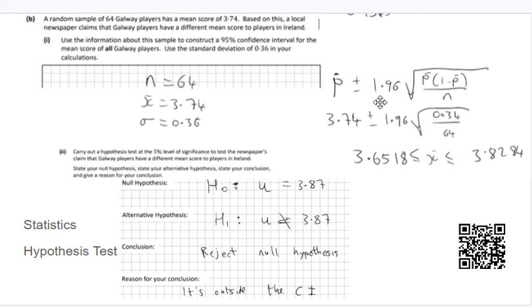Then for part B, it's confidence interval. So it's just using this formula here. The p-hat, that's the proportion. So in this case, the proportion is the 3.74, and then n, that's the number of people in the survey, that's 64, and the standard deviation is 0.36. So they give us all the information really, it's just working out the confidence interval. And then the next part is using that confidence interval to do the hypothesis test, so it's just stating the null hypothesis and the alternative hypothesis.